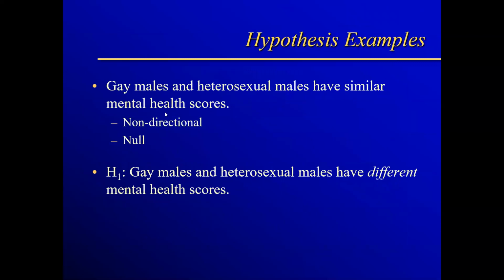And it's non-directional because we're not saying which one has more, or which one has higher mental health scores. That would be directional, if we said, hey, gay males have higher mental health scores than heterosexual males. So the alternative to that would be gay males and heterosexual males have different mental health scores. So hopefully you can see why this one is the null, because we're saying they are similar. There's no difference. And here's the alternative version of that.